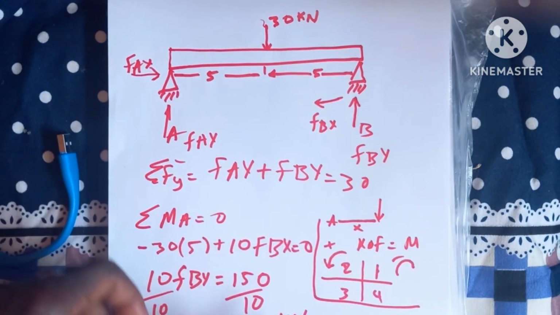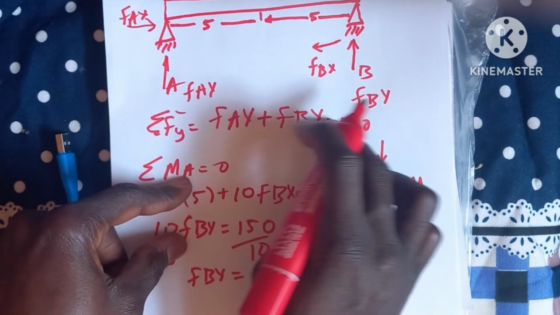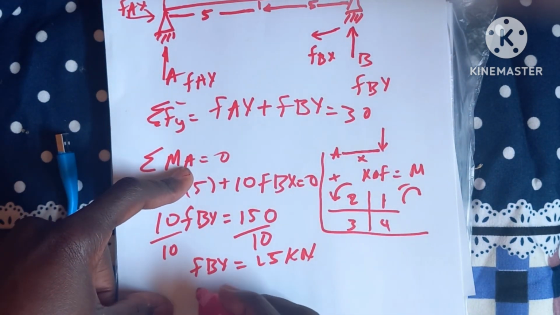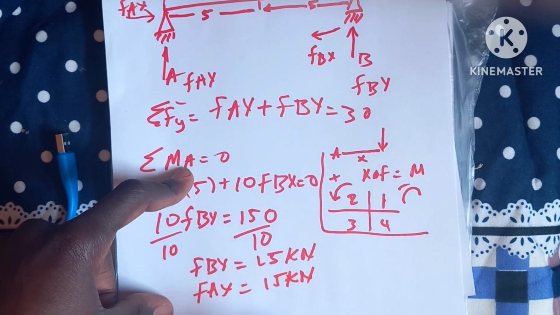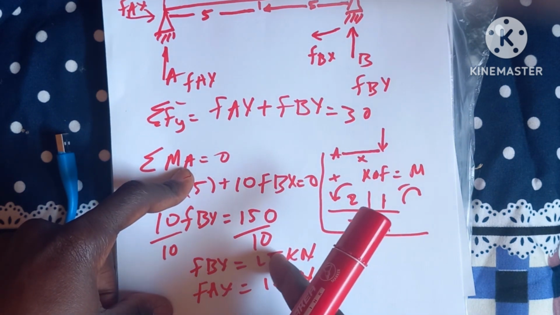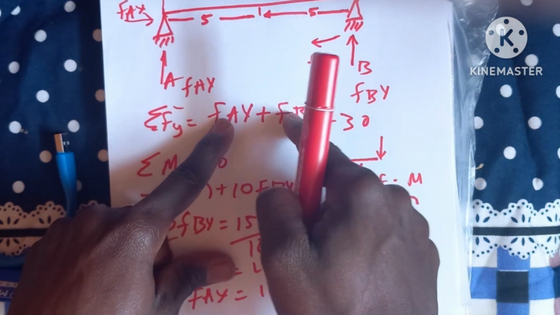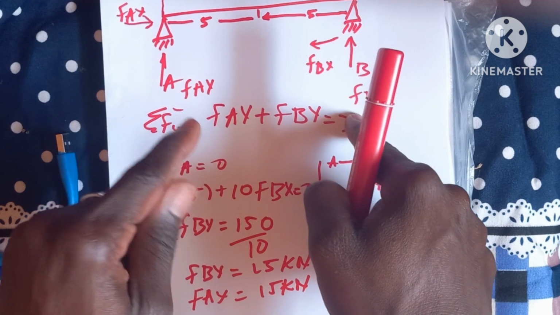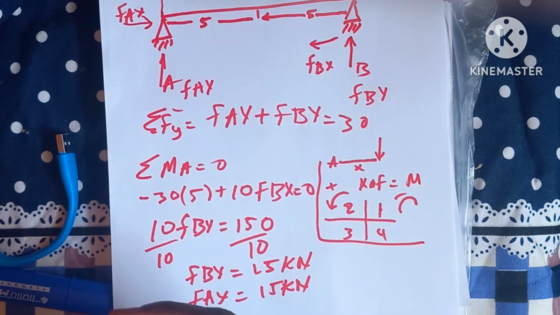So solving for FEY in this problem, we're going to have FEY as 15 kilonewton too as well, because we're going to substitute this 15 kilonewton into this equation, right? And the 15 kilonewton is going to go across, which is going to be subtracted from this 30, making FEY 15 kilonewton too as well, right?